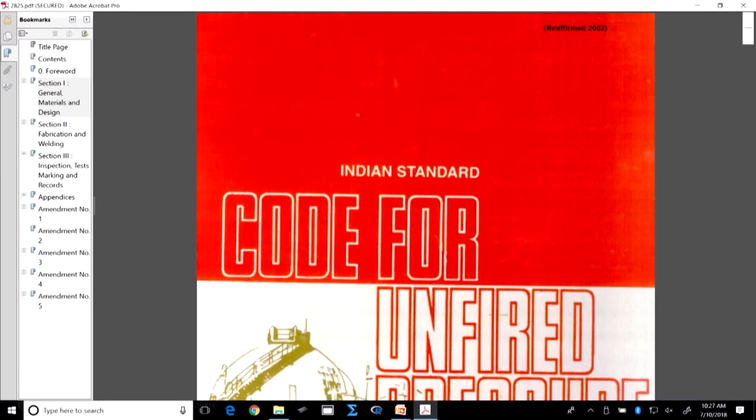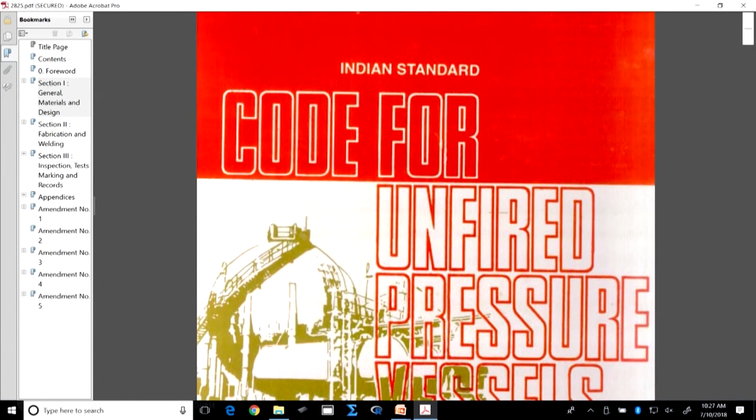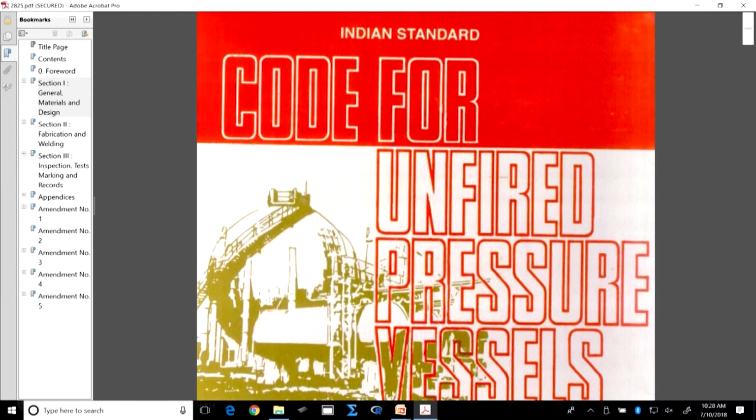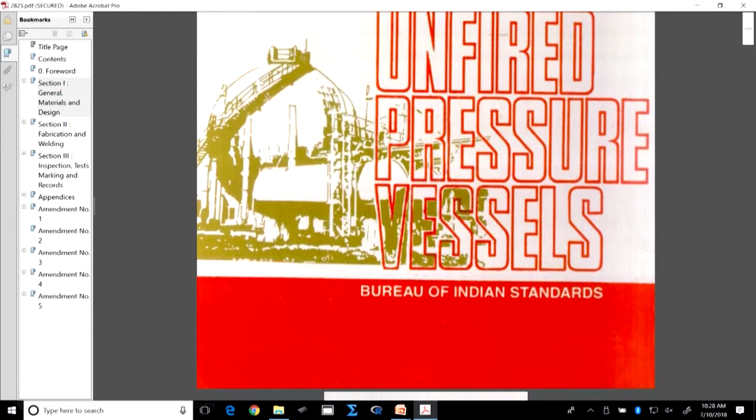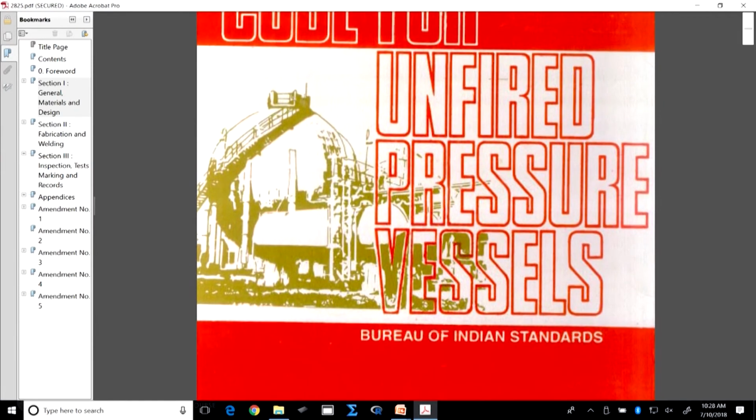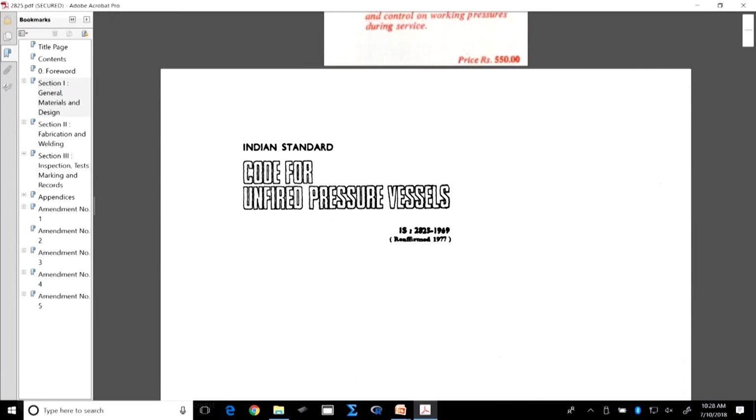So, if you see here, this is basically the code IS 2825, which is the code for unfired pressure vessels and which is given by the Bureau of Indian Standards. As we have discussed, these standards are given by governmental bodies. So, in India that is the Bureau of Indian Standards. This is the code IS 2825 1969, and if you see the content of this code, here I am having section 1, section 2 and section 3.